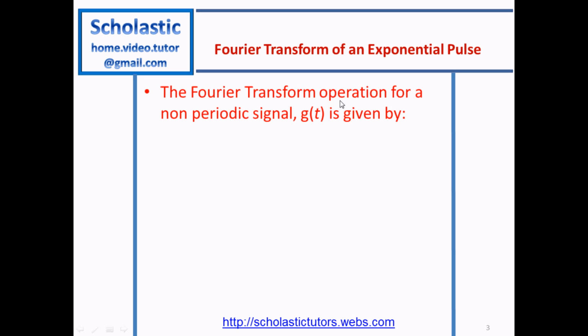The Fourier transform operation for a non-periodic signal g(t) is given by the integral from minus infinity to plus infinity of g(t) times exponential minus j2 pi ft dt, which is equal to capital G(f). That is, the time domain function will become a frequency domain function. That is called a transformation from time to frequency.